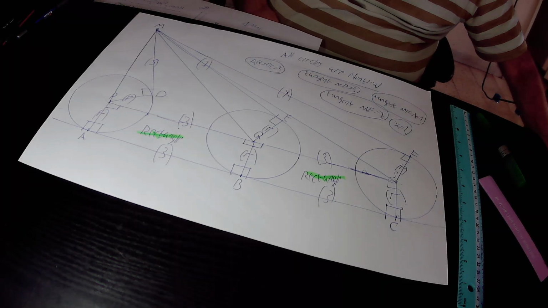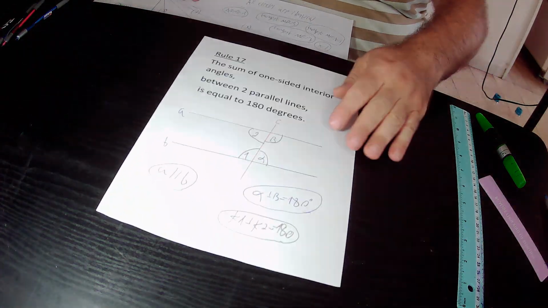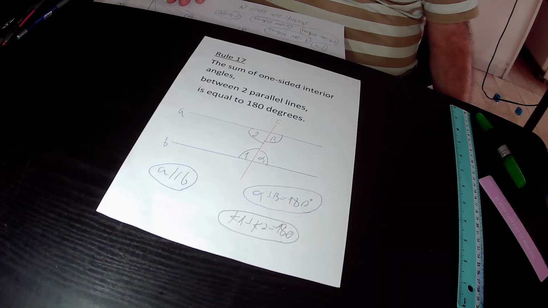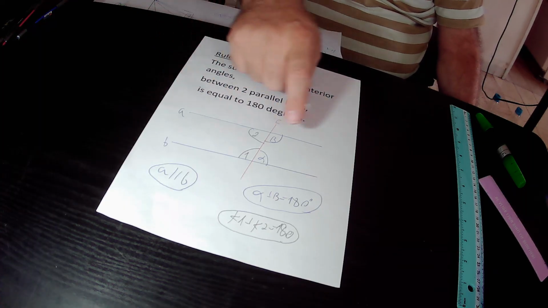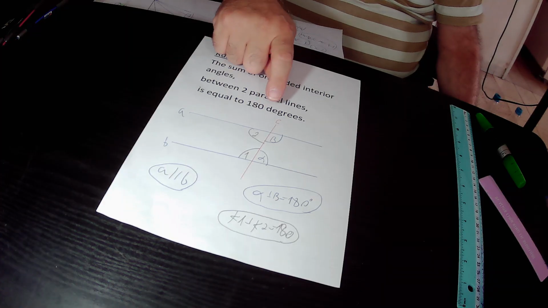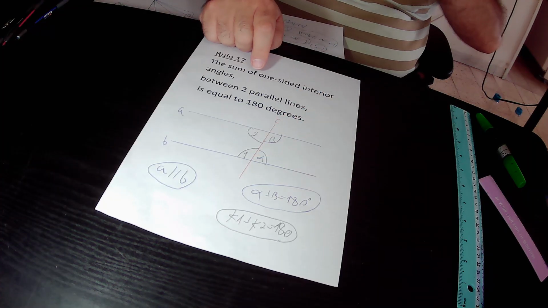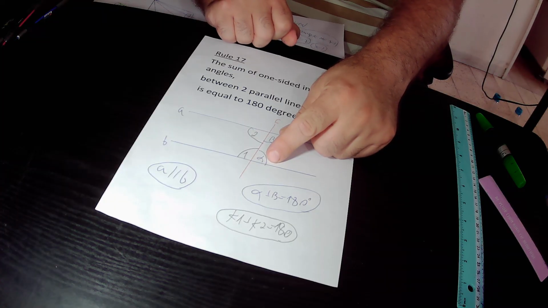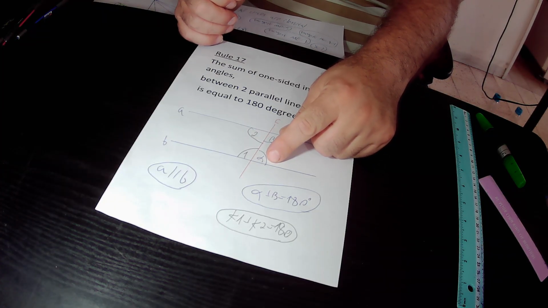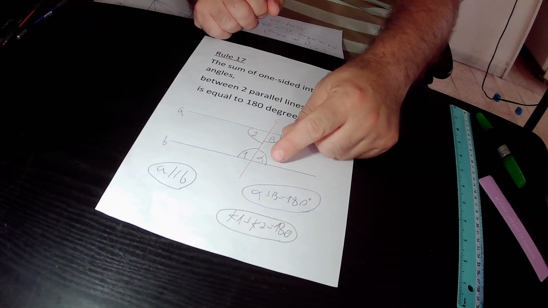So let's make rule 17. According to rule 17, the sum of one-sided interior angles that are located between two parallel lines is equal to 180 degrees. So in the moment we have line A that is parallel to line B, and line C intersects the two lines A and B at those points, and we have also those two angles alpha and beta that are defined as one-sided interior angles, and according to this rule 17, the sum of those two angles must be equal to 180 degrees. That is to say, alpha plus beta equals 180 degrees.